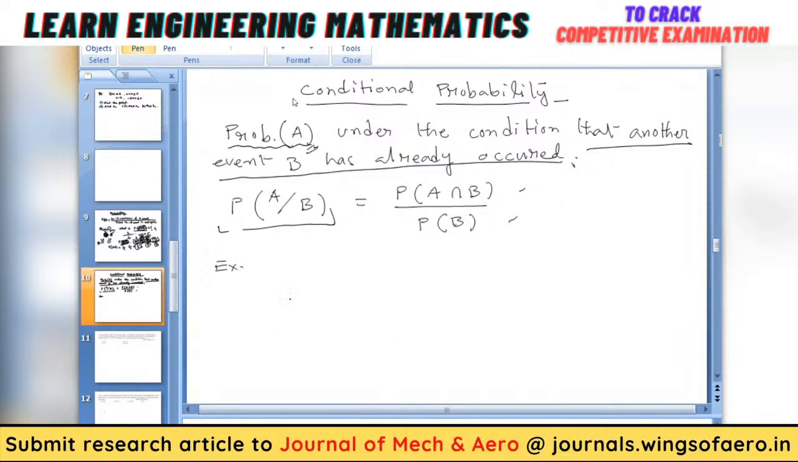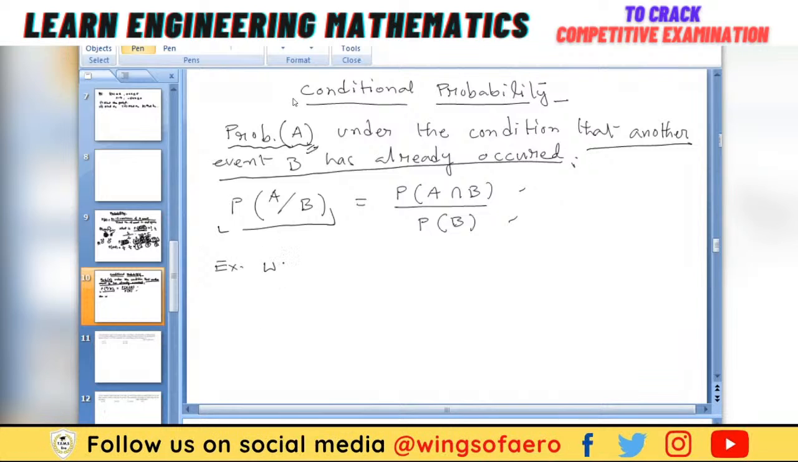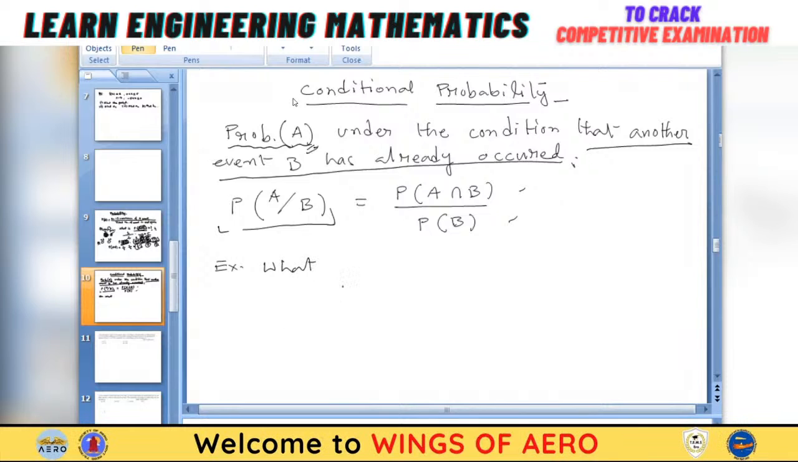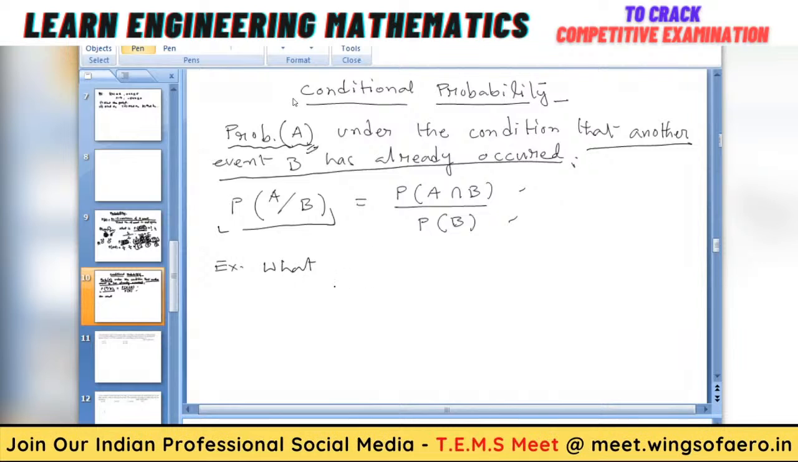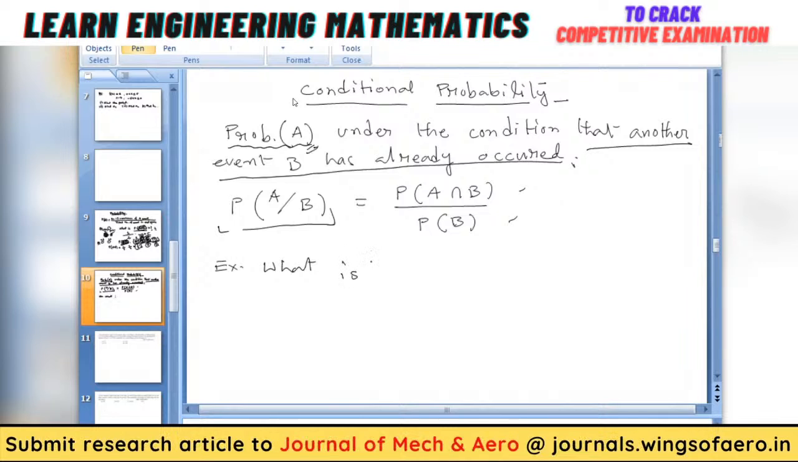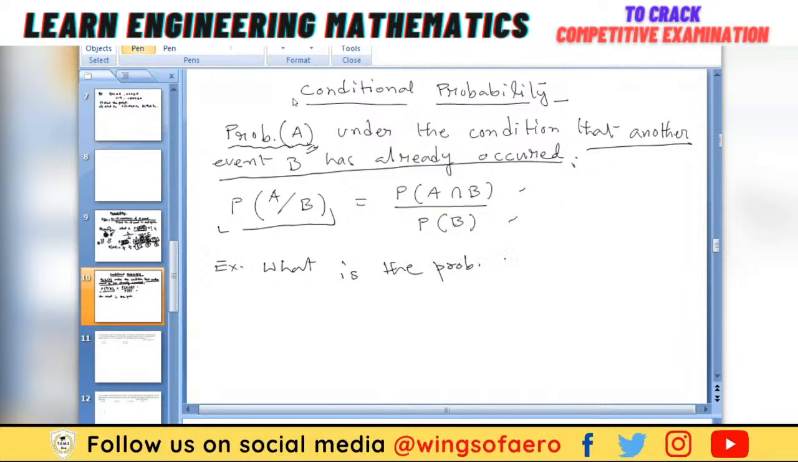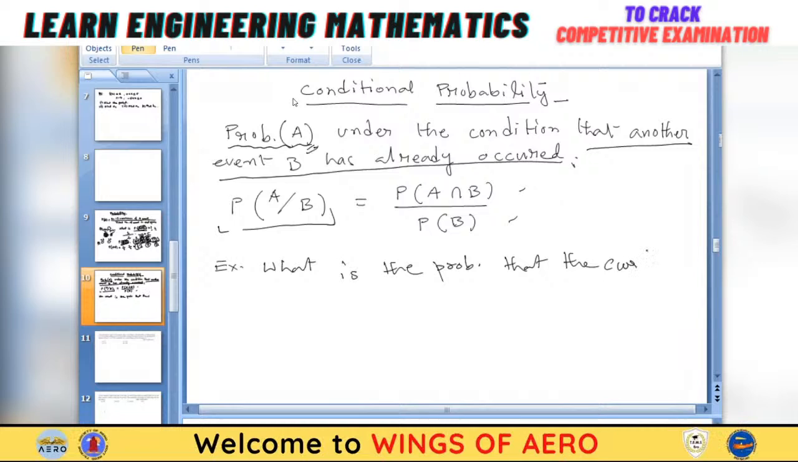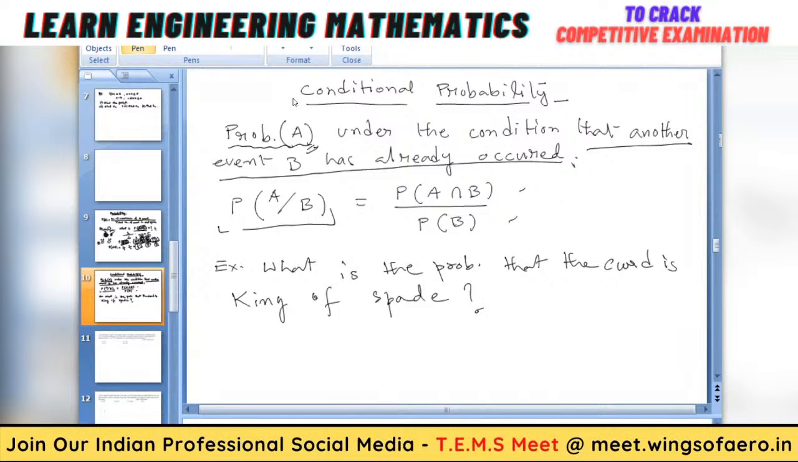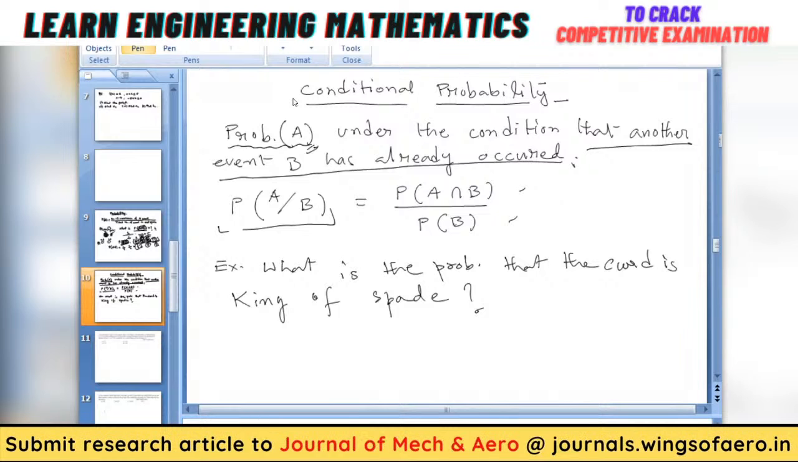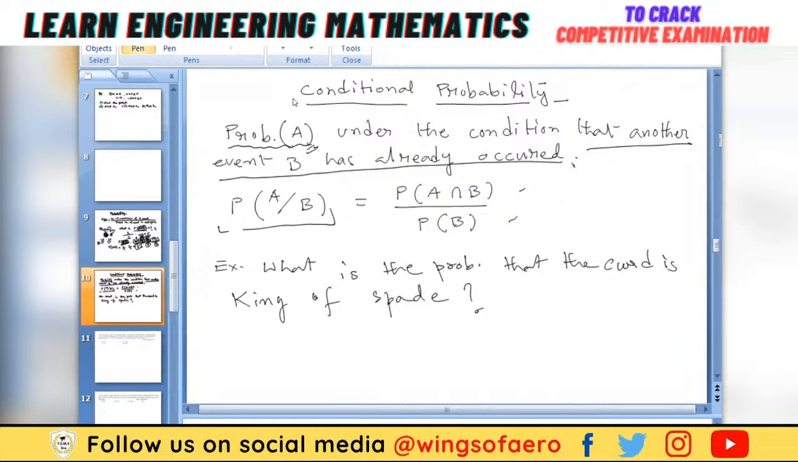So what is the example? What is the probability, if I just draw a playing card from a pack of 52 cards, and we are taking just one card from that, that the card is king of spade? What is the probability that the card is king of spade? Try to answer this question. Write down in the chat box.